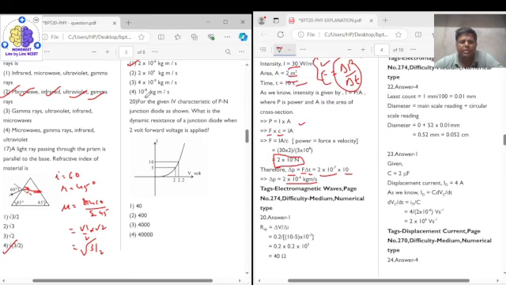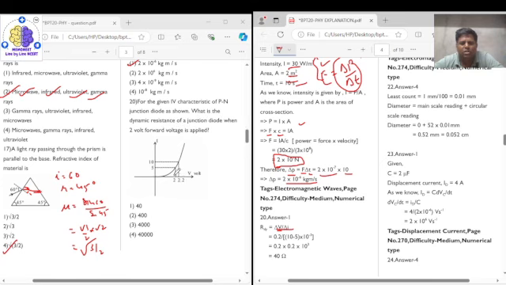Question number 20 says that for a given IV characteristic of a PN junction diode as shown, what is the dynamic resistance of the junction diode when 2 volt forward voltage is applied? The dynamic resistance is given as delta V upon delta I.